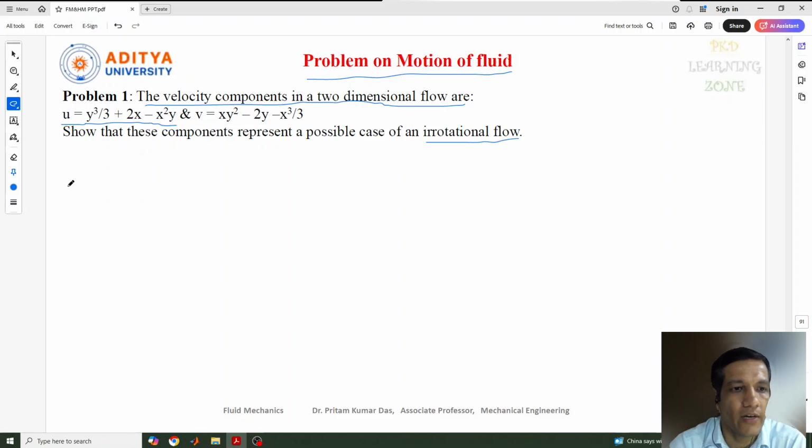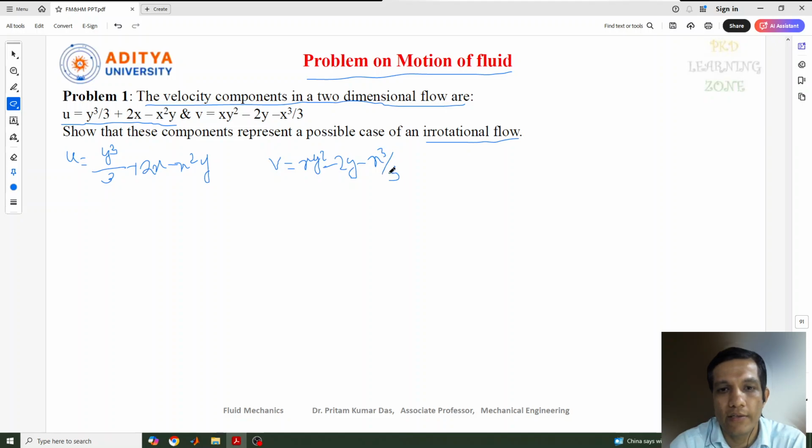For that, first I'll write the equations I have taken: u equal to y cube by 3 plus 2x minus x square y. And another equation is v equal to xy square minus 2y minus x cube by 3.